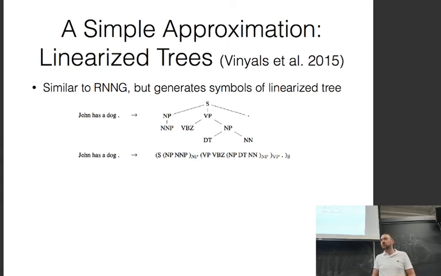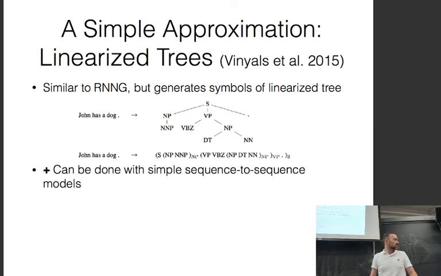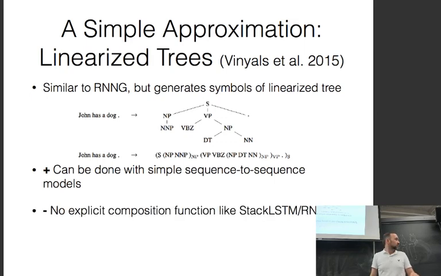In fact, you could take any general-purpose neural machine translation system and train it on this data here, and it would do something for you. That's the great thing about this. It's super easy to apply. The bad thing about this is it doesn't have an explicit composition function, for example.